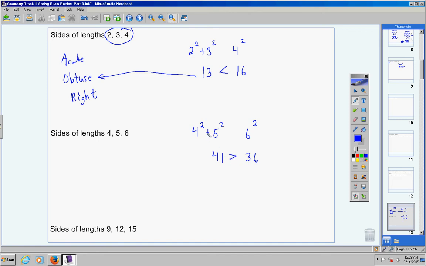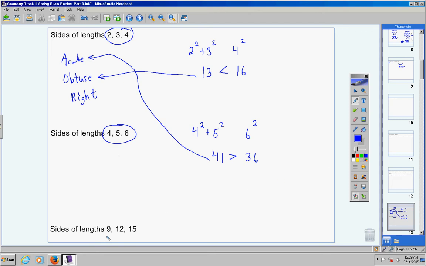So when the sum of your 2 squared legs is greater than your hypotenuse squared, then you know it is automatically an acute triangle. Always. Okay? Memorize that, know it. So this triangle here would be an acute triangle.